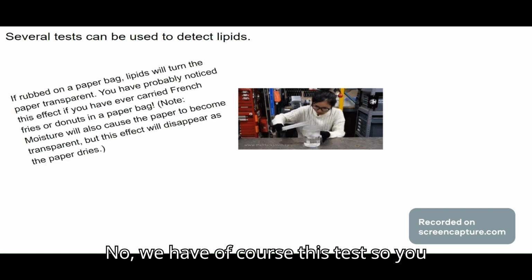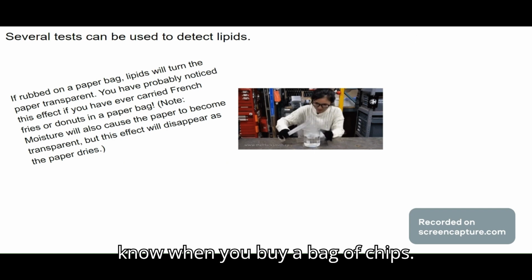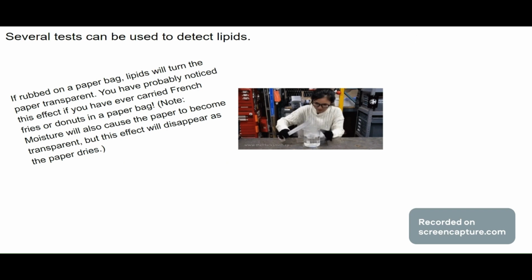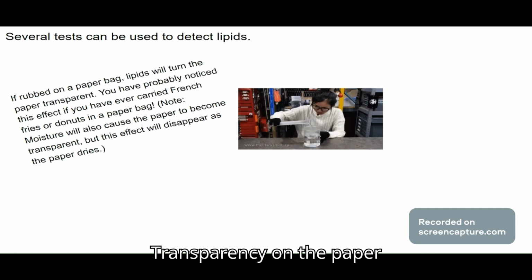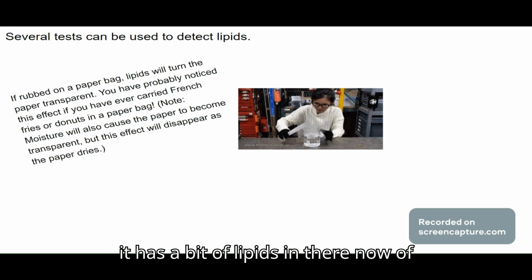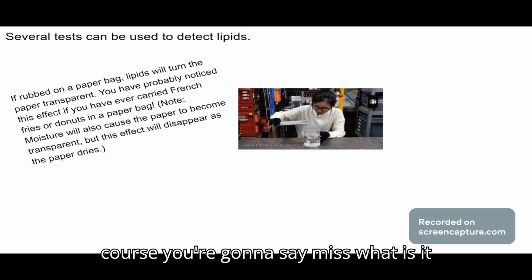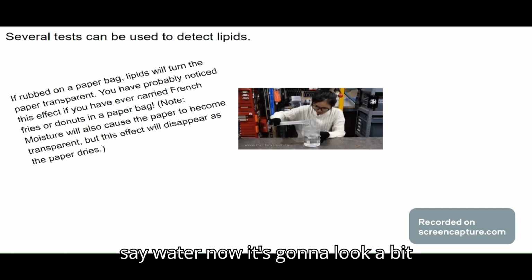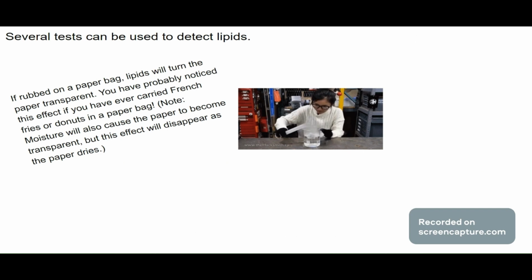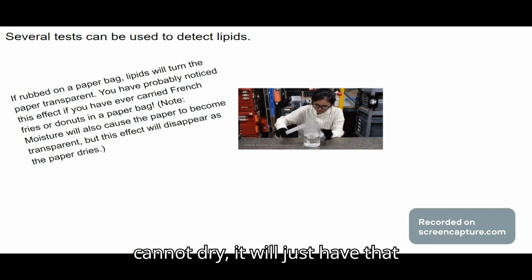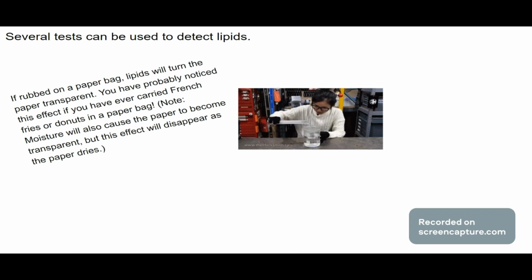Now, we have, of course, this test. When you buy a bag of chips, you're going to see some transparency on the paper. That is because your french fries, the chips, or the donuts in your bag have a bit of lipids in there. Now, you're going to say, Miss, what if my paper bag got wet with, let's say, water? It's going to look a bit different, because if it got wet with water, it can dry. The difference is that lipids cannot dry, it will just have that transparent look.